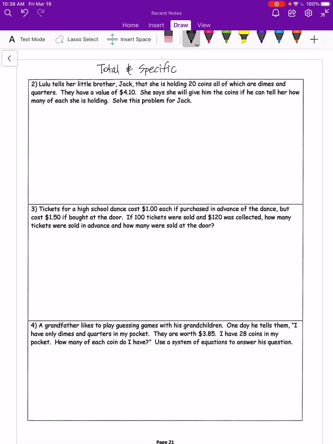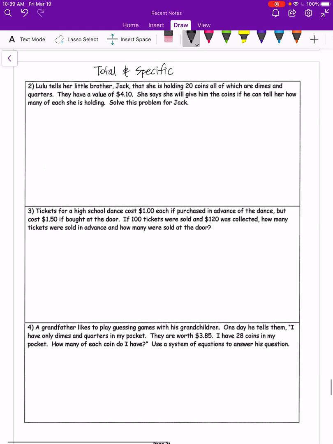So it says, Lulu tells her little brother Jack that she's holding 20 coins, all of which are dimes and quarters. They have a value of $4.10. She says she will give him the coins if he can tell her how many of each she is holding. Solve this problem for Jack. Well, first of all, the two things that they have are dimes and quarters. So we're going to do D for dimes. I try to always pick a letter that represents what we're talking about, and then Q for quarters.